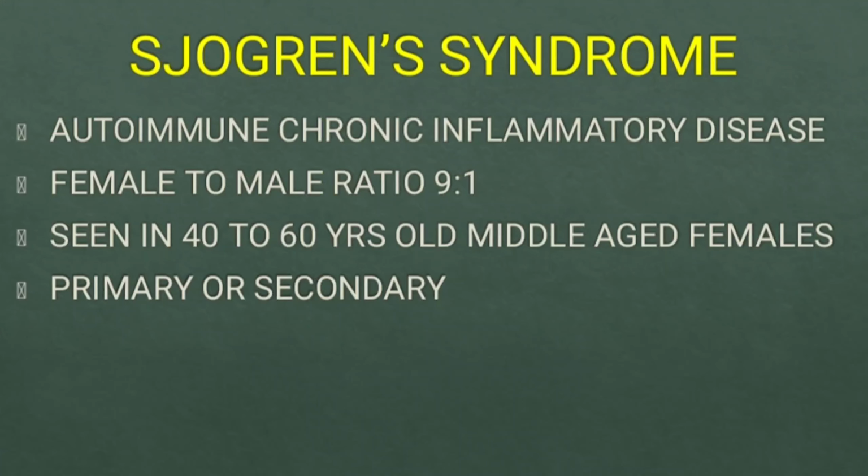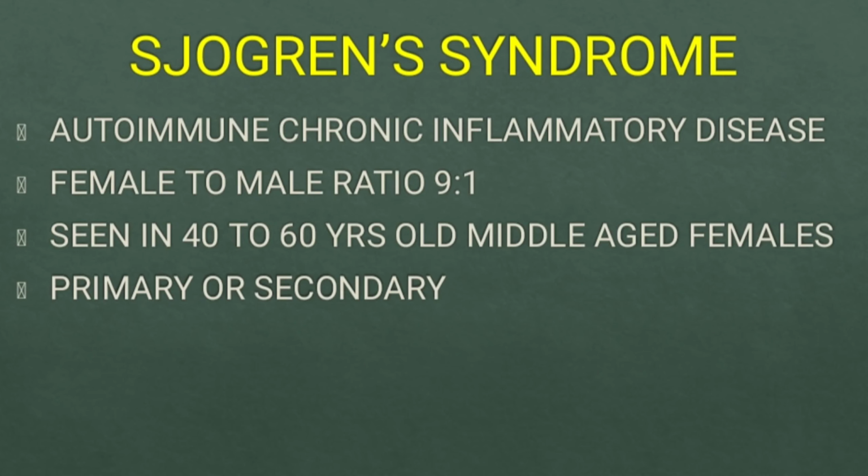Let's look into the autoimmune disorder called Sjogren syndrome. Sjogren syndrome, otherwise called keratoconjunctivitis sicca, is an autoimmune chronic inflammatory disease. As I said, it is more common in females, and the age group more commonly involved is 40 to 60 years of age.